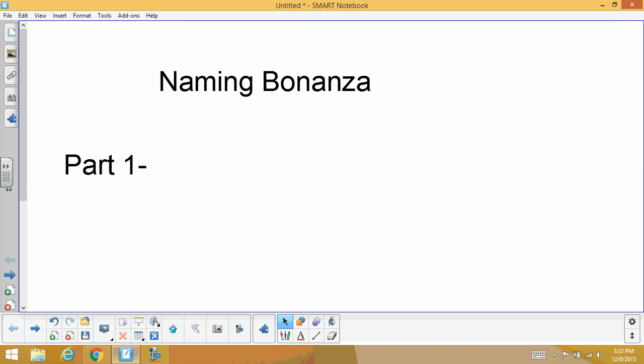Good afternoon. We are going to be going through a couple examples from the naming Bonanza, one by one. So if you are having trouble with certain sections, there will be an example from each of the sections that were assigned last night. So part one, number one, we have silver 1 sulfide.